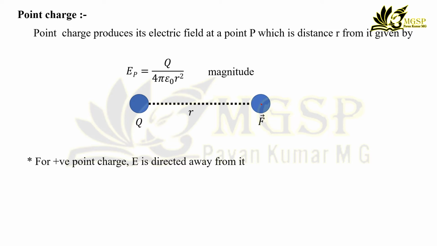For a positive charge, the electric field is directed away from it. If it is positive, then the electric field will be in this direction. For a negative charge, the electric field will be in this direction.